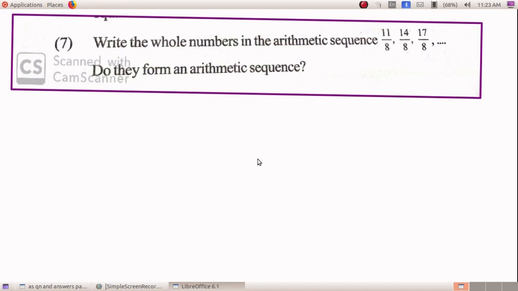Okay, let us deal with its algebraic form. First of all, its algebraic form. Let us calculate its common difference first.